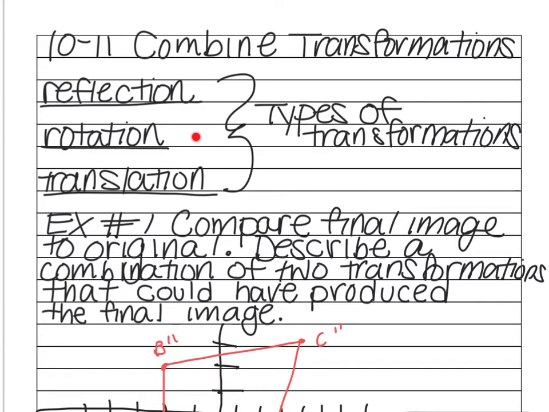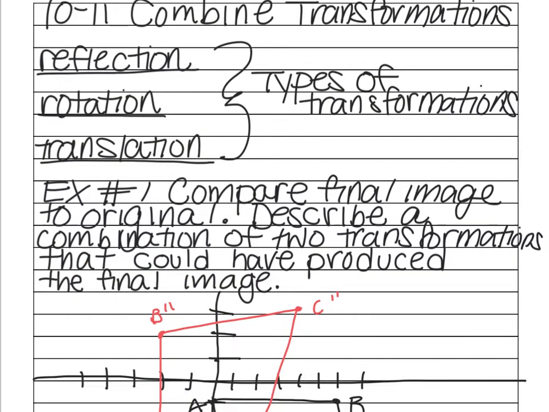So these are the three that we are going to use when we're combining our transformations. You won't see any dilations for these. That would be more complicated. So we're going to look here at our first example, number 1. And it says compare final image to original. Describe a combination of two transformations that could have produced the final image.